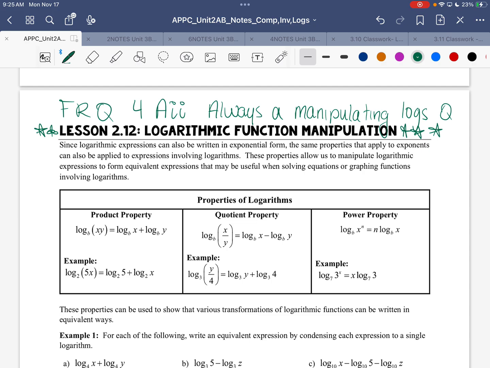It's either AII or AI, I'm not really sure, but AI, artificial intelligence. It's always about manipulating logs. So this is not something that goes away. You did do this in Algebra 2. It's one of the things in Algebra 2 that I think people struggle the most with, the properties of logs.